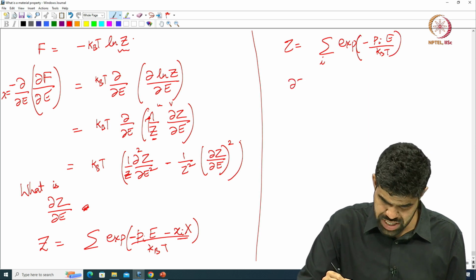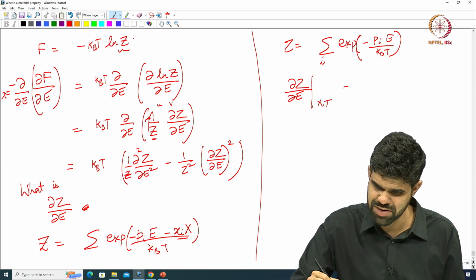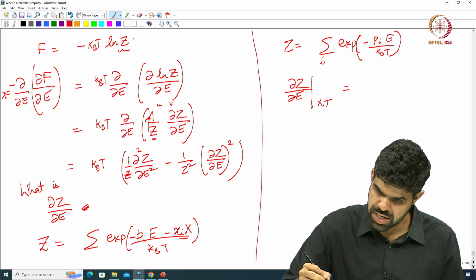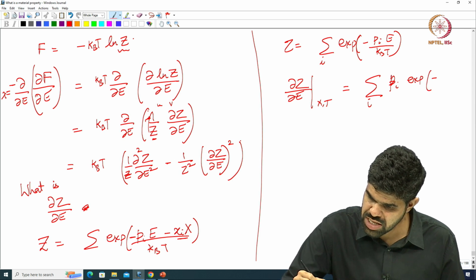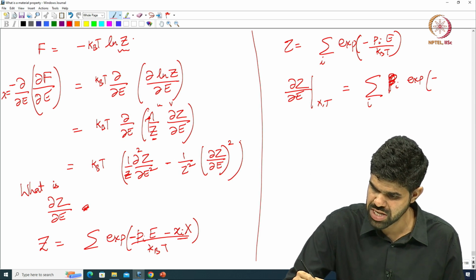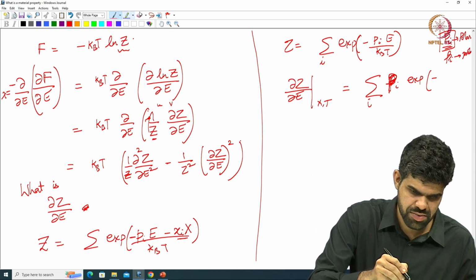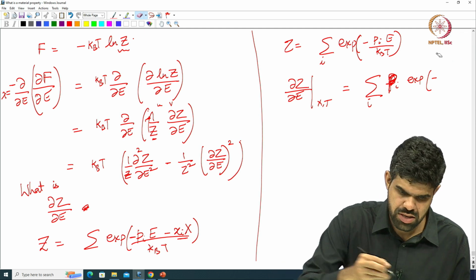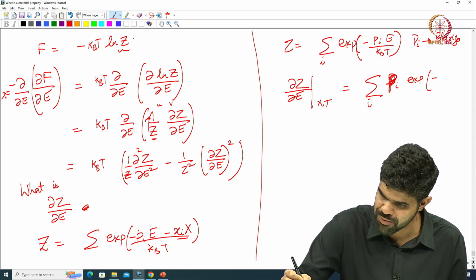Now, if I take ∂Z/∂E, keeping everything else constant, I have my stresses constant, I have my strains constant, I have my temperature constant, that would be a Π would come out, exponential minus. This is not probability, this is the polarization. This is the polarization of a microdomain. I am going to write it as capital Pi, not small pi. Small pi I used as probability. This is polarization. Sorry, let me write it properly. Capital Pi is the polarization of a microdomain i.